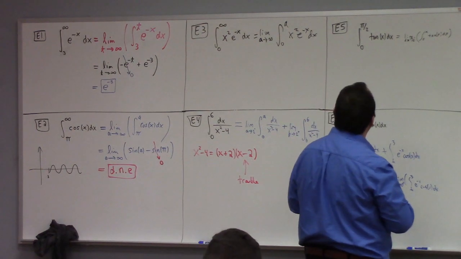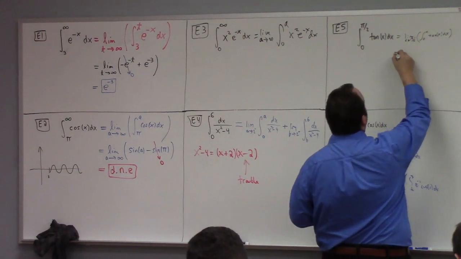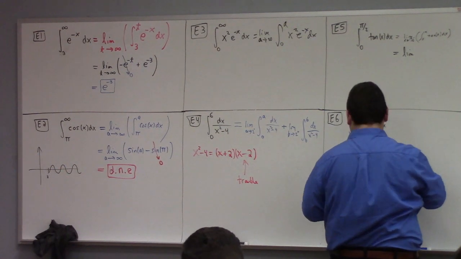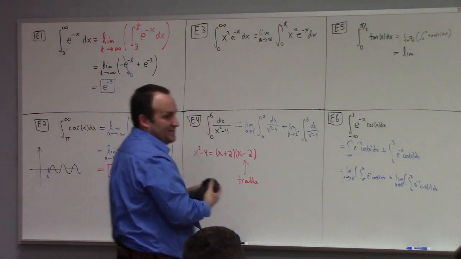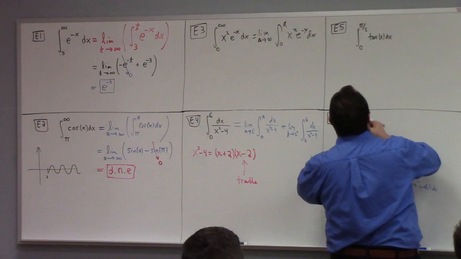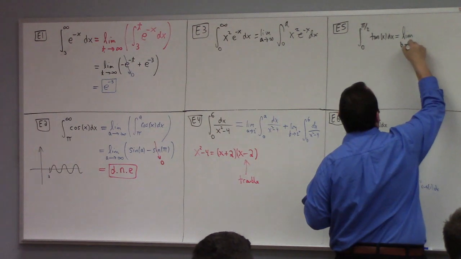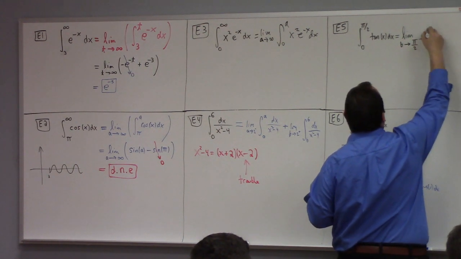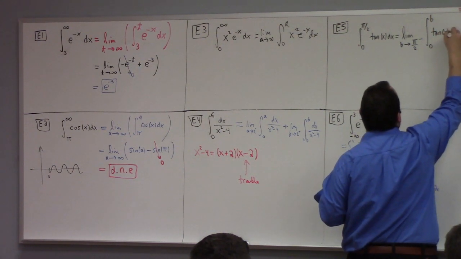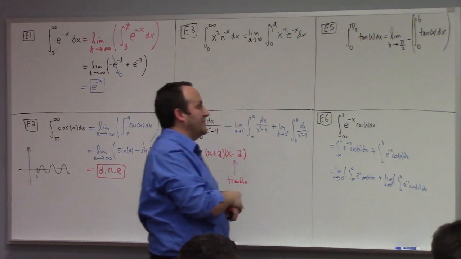Integral 0 to pi over 2 of tangent x dx. So we have the limit. I think it's right, this is correct, I'm just making it in bigger font is all, okay? So, limit as b goes to pi over 2 from the left, integral from 0 to b of the tangent of x dx. Those parentheses aren't technically necessary, but I just like parentheses.